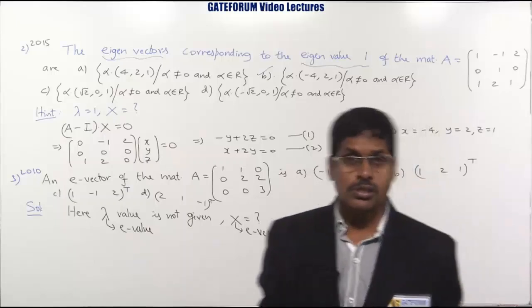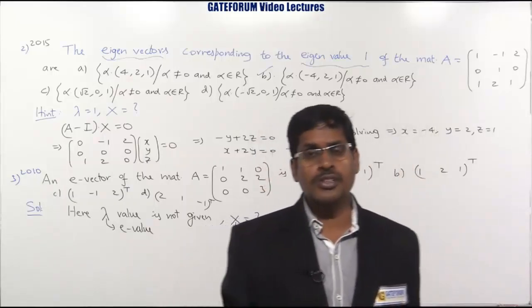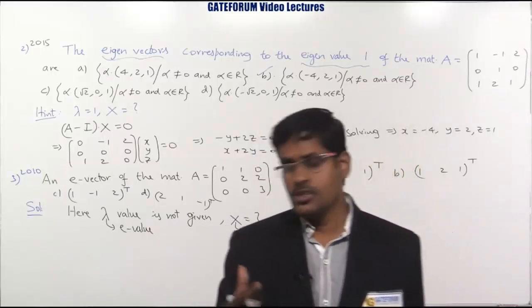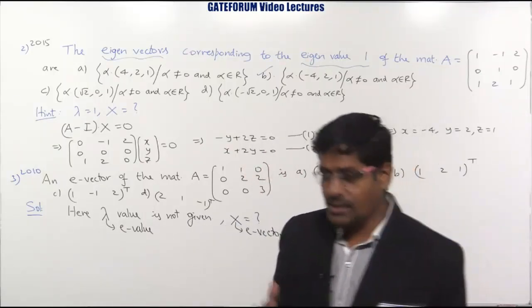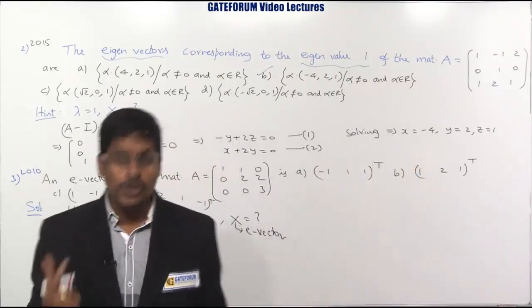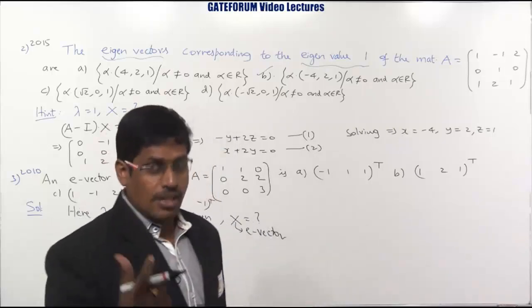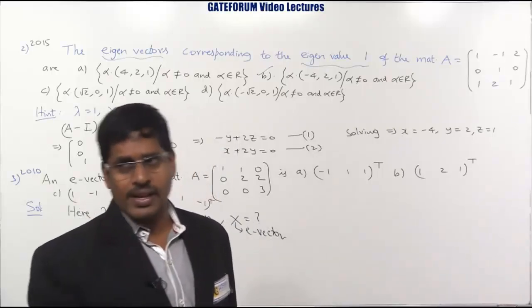In that case, you will have 3 lambda values. We don't know for which lambda value we are going to find the eigenvector. So it is a critical case. That means it is not a critical case, it is time consuming. In that case, I am going to apply an alternative method, that is called the options method, whenever the eigenvalue is not mentioned but they require the eigenvector.